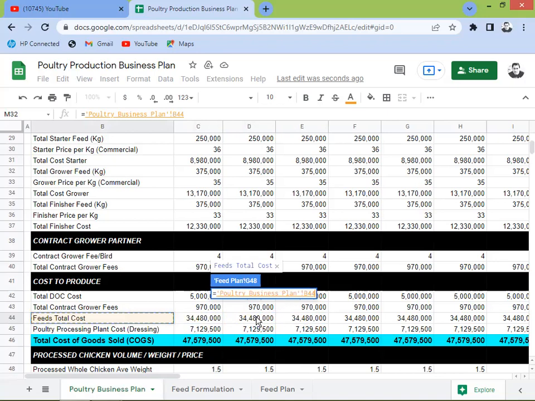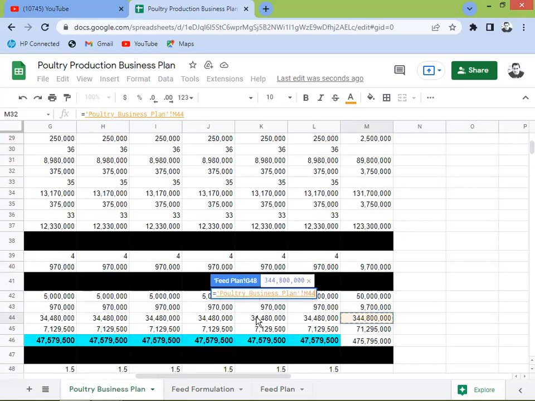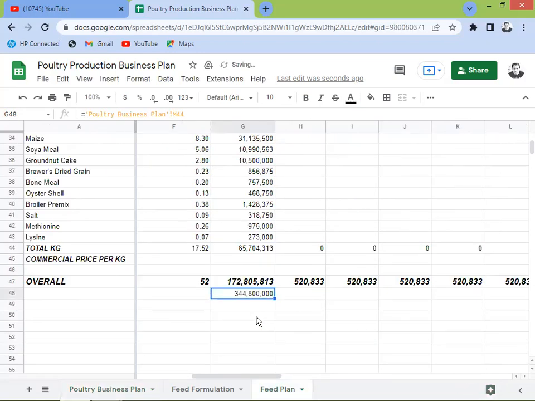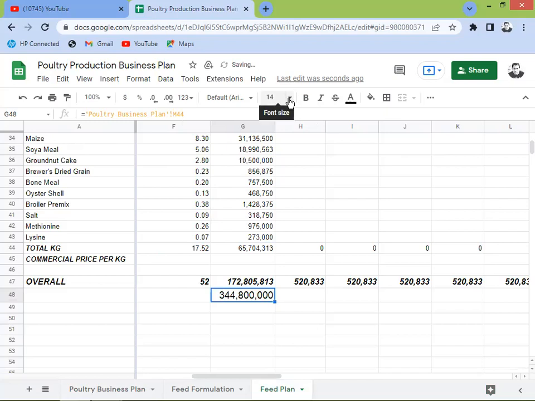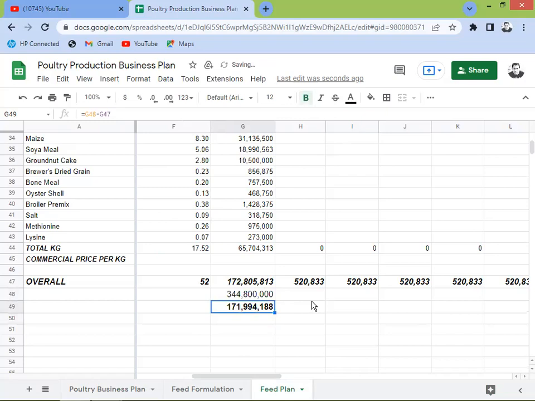Because our plan in the poultry business plan, we based it on commercial feeds. So it's this one, right? So that one, I'll make it bigger. Okay, it's too big. Okay, so let's see how much we save. You minus that by 172 million. So we save half of the amount from the commercially purchased feeds if we produce our own feeds.